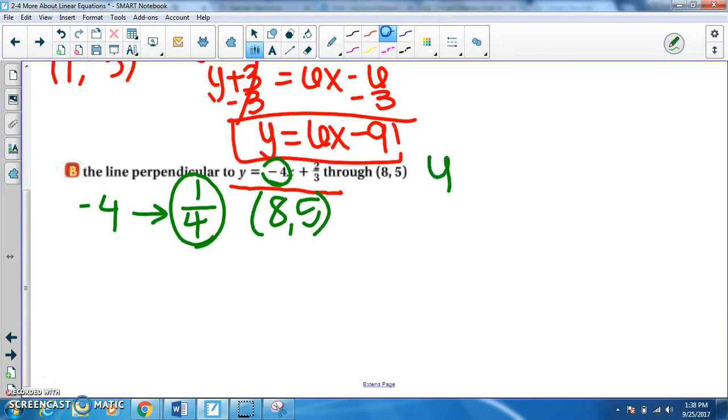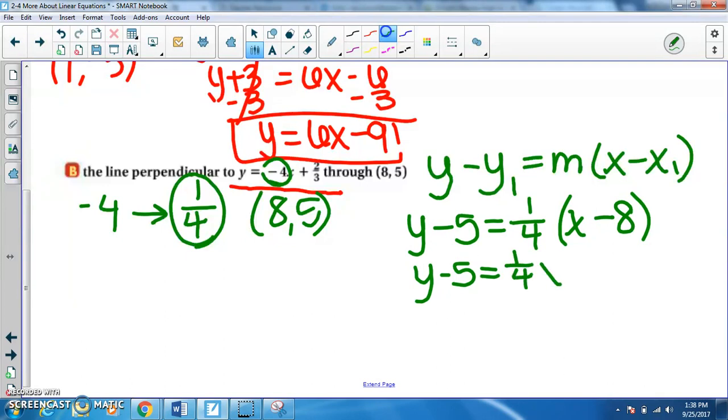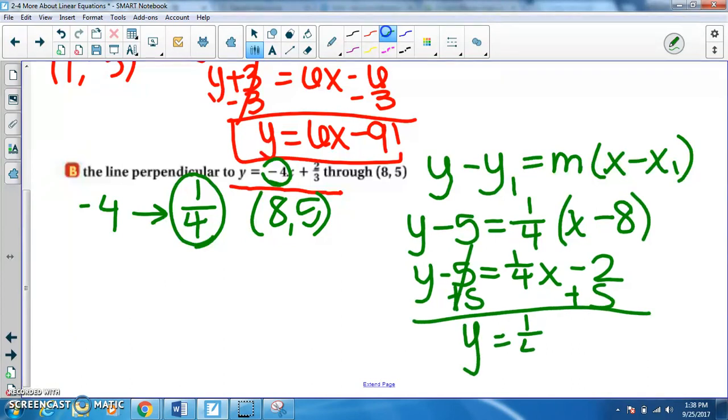So once again, plug into y minus y1 equals m times x minus x1. So y minus 5 is equal to 1/4 times x minus 8. Distribute the 1/4. y minus 5 is equal to 1/4 x minus 2. Add 5 to both sides. y is equal to 1/4 x plus 3, which is my slope-intercept form.